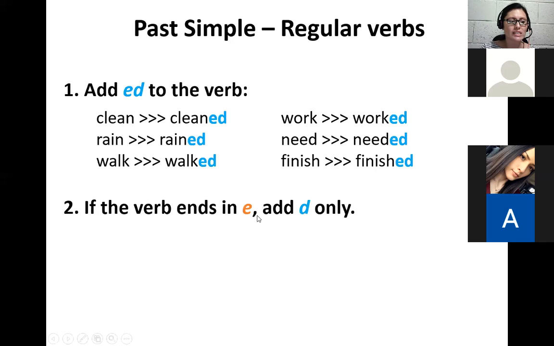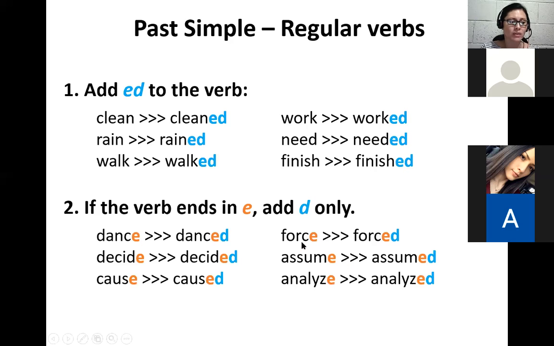So we have to be very careful with that. If the verb ends in E, all we have to do is add the letter D only at the end, right? For example, dance, danced, decide, decided, cause, caused, force, forced, assume, assumed, analyze, analyzed, right? So if the verb ends in E, all I have to do is add D to the verb, okay? So those are rule number one and rule number two, okay? Is it clear?